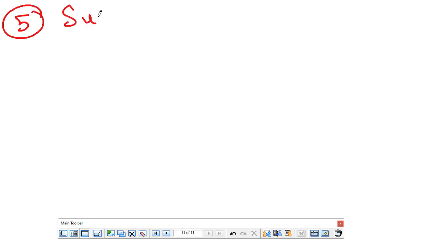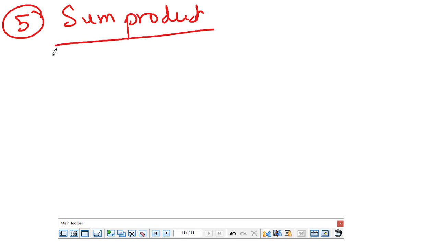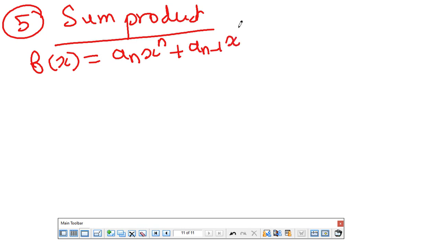I have the sum and the product of any polynomial. So let's say I have any polynomial f of x is equal to an x^n plus an minus 1 x^(n-1) plus, till I have here, a1 x plus a0, and you need to be sure that an cannot be equal to 0.